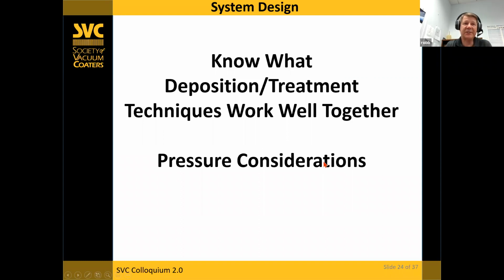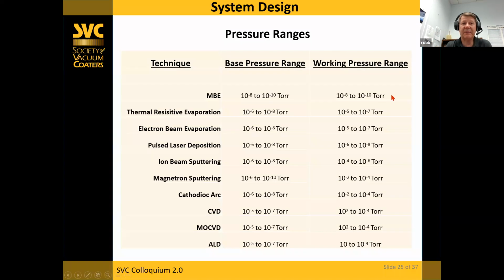Know what deposition and treatment techniques work together well and what don't work together well. And most of this is tied to pressure considerations. I can explain this by noting you have many different thin film deposition techniques, and they have their associated base pressure ranges. So for instance, for sputtering, the base pressure is 10 to the minus 6 to 10 to the minus 8 torr. The working pressure is somewhere around 10 to the minus 2 to 10 to the minus 4 torr.